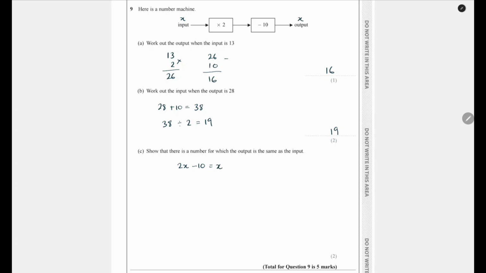And so all we need to do now is figure out what the value of x is going to be. So we're going to collect all the like terms. So we're going to bring the x to this side, and we'll move this minus 10 to that side. And so that becomes 2x minus x is equal to 10, and 2x minus x we know is just x, so our value is 10. And that is the answer.